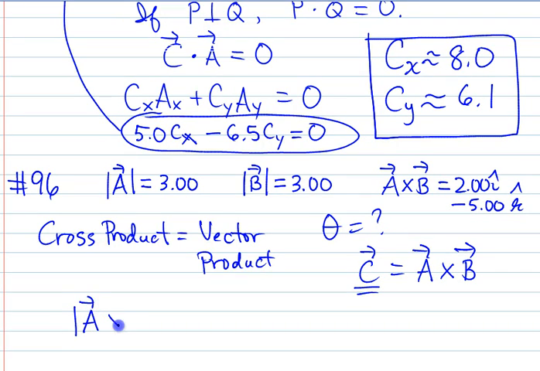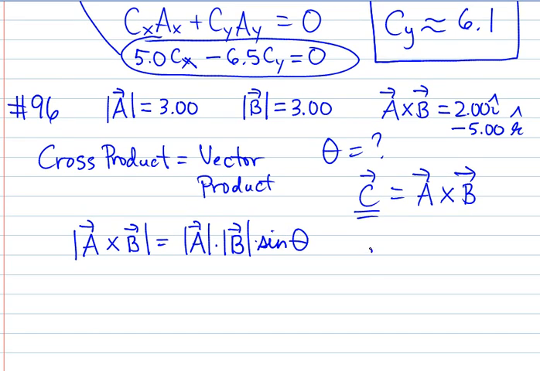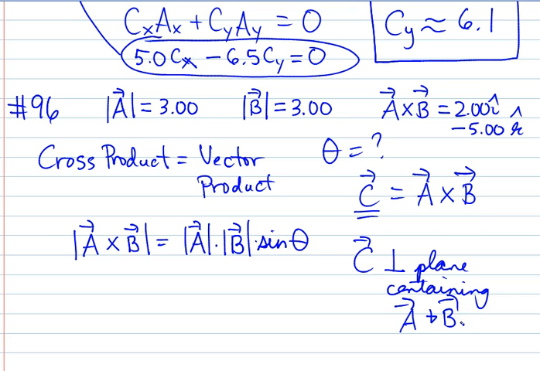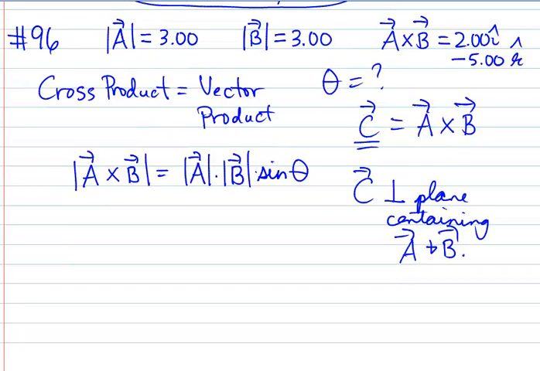The magnitude of A cross B is equal to the magnitude of A times the magnitude of B times the sine of the angle between them. And basically what this says is that C is perpendicular to the plane containing both A and B. And this is going to be important later on when we do things such as torque. In electricity and magnetism, we'll need this when we do magnetic forces. So this is a very important concept.